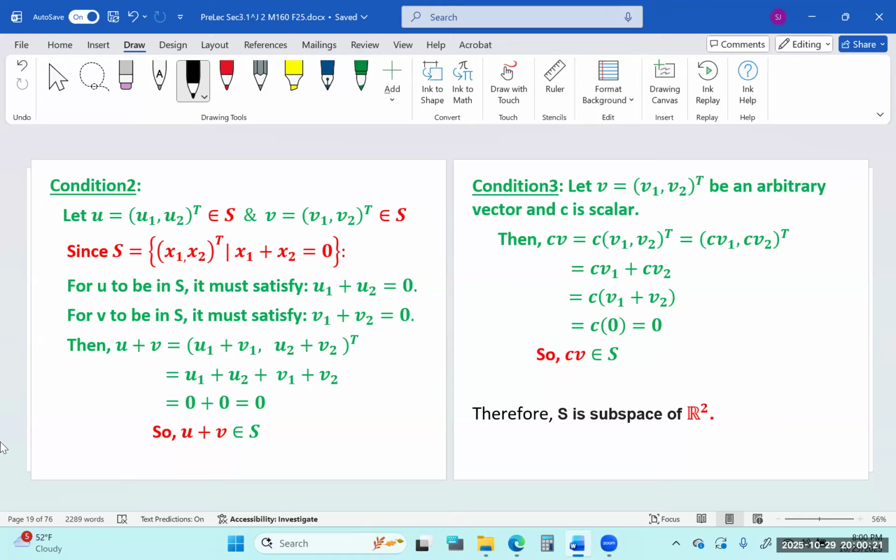It's 0 because this is from the set. The set says the components in a vector, the sum will give you 0. So basically you get c times 0, which is 0. So when you added two vectors, you get the result 0. When you multiply by a constant, you get the result 0. And this is not an empty set. So is this a subspace of R2? Yes.